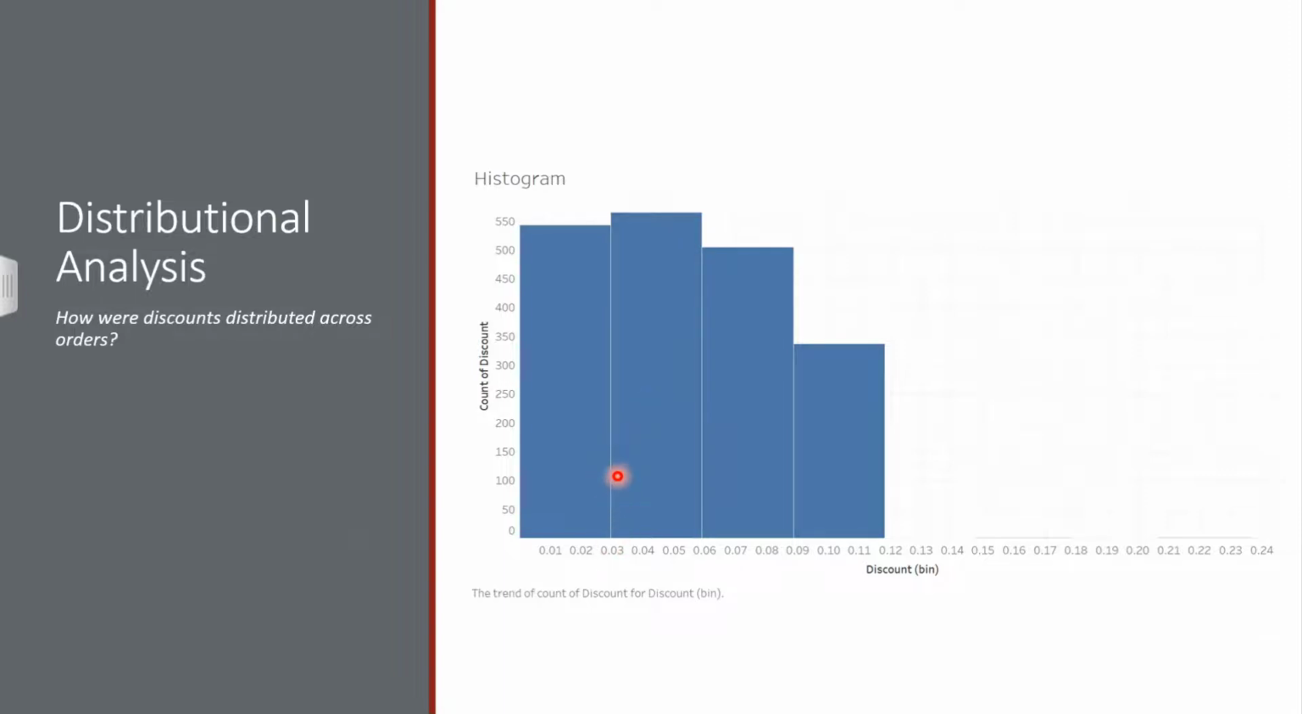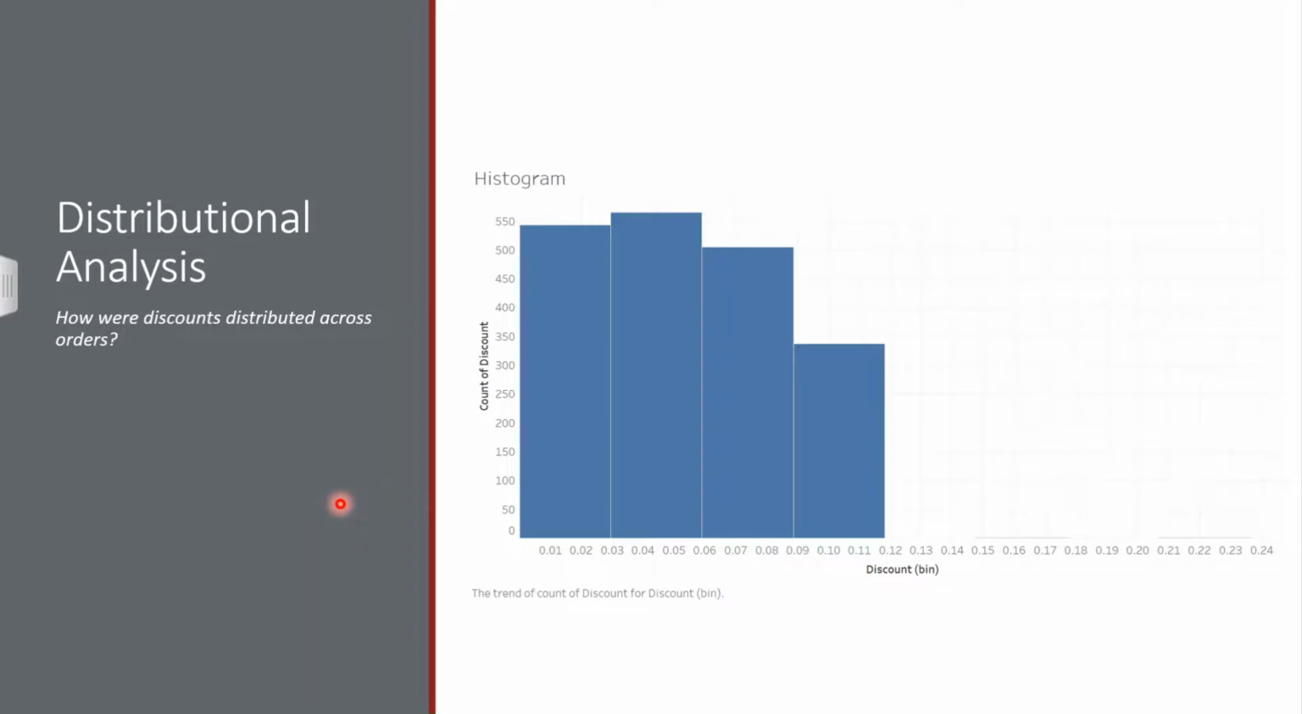We have a line at 0.03, it looks like. What that is getting at is that we have 550, give or take, sales transactions with a discount between 0.00 and 0.03. Then we have a little bit more than 550 with a discount between 0.03 and 0.06, and so on. What this tells us is, of all of our sales transactions within that period, how much of them had a discount between 0 and 3%, 3% and 6%, 6% and 9%, 9% and 12%, and so on.